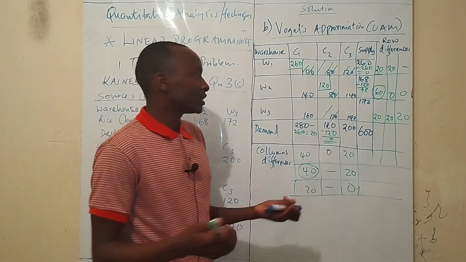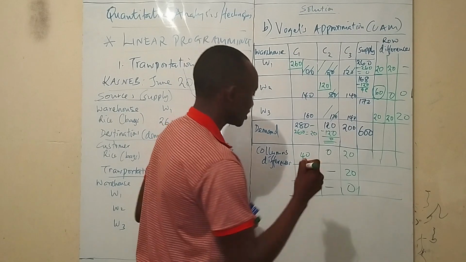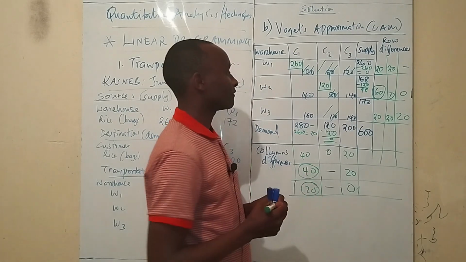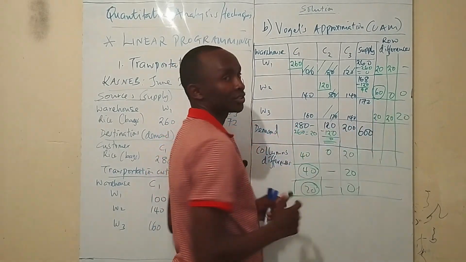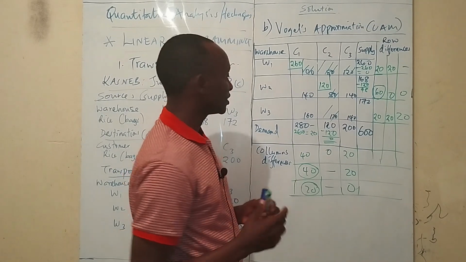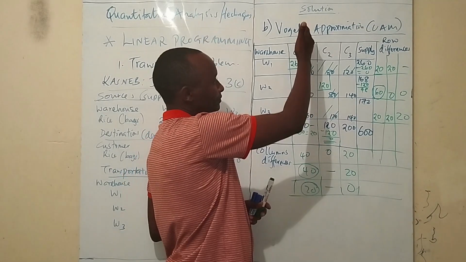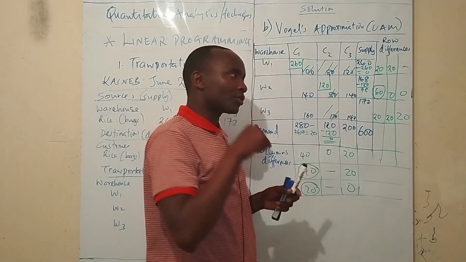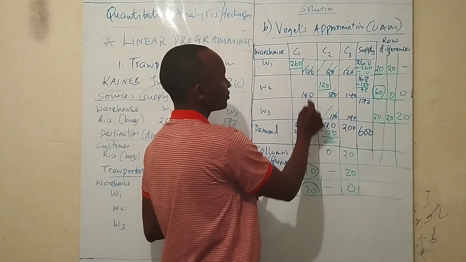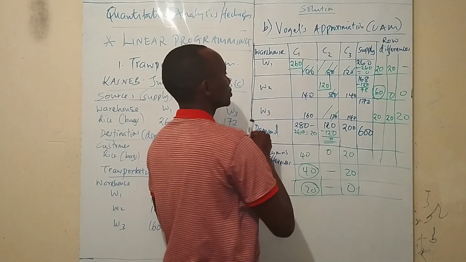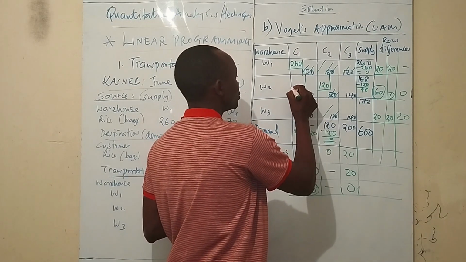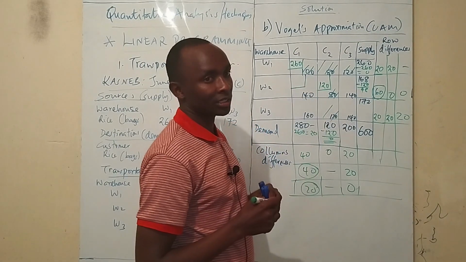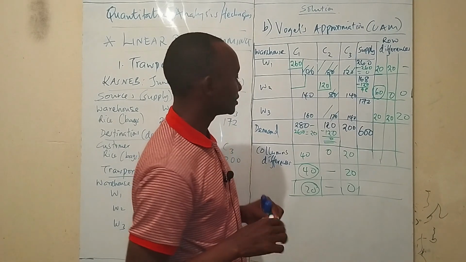In this case, let me take, for instance, the column. This one, I'll not touch. Are we together? In this column, I will allocate as much as possible to the lowest cost. The lowest cost between 140 and 160 is 140. So after identification, you draw this way, and then you start allocating. You look at it this way.